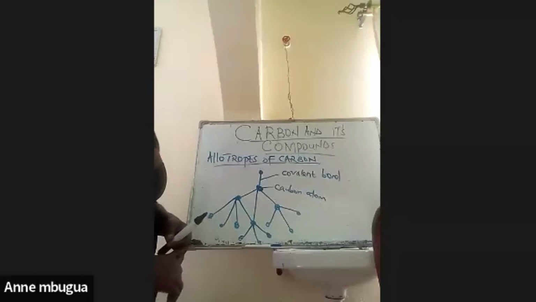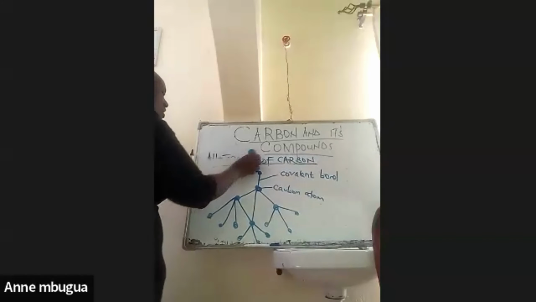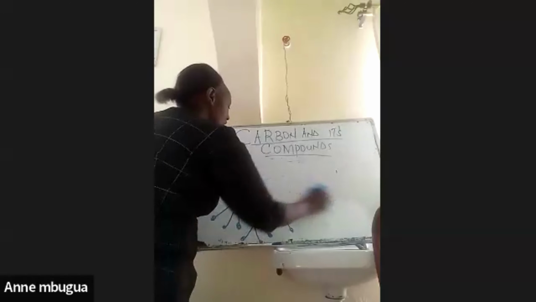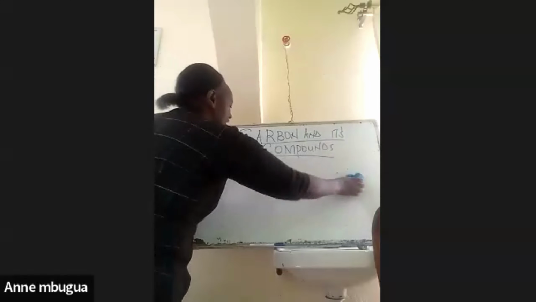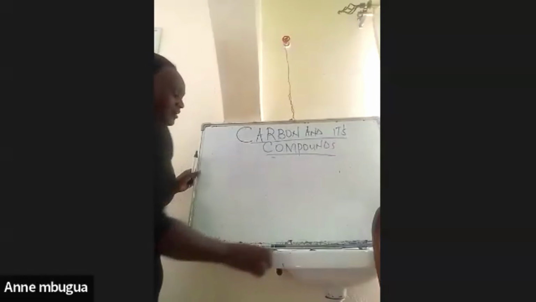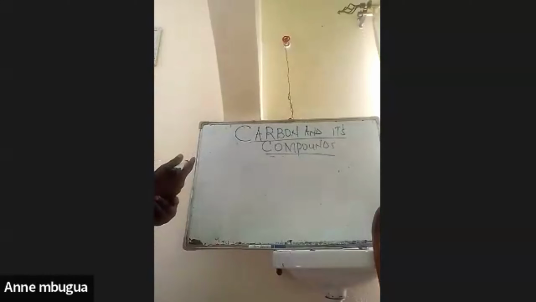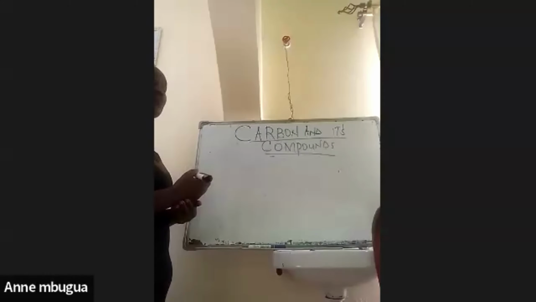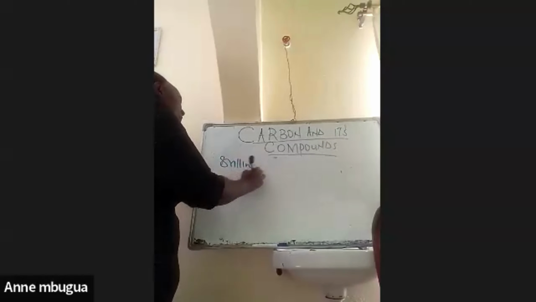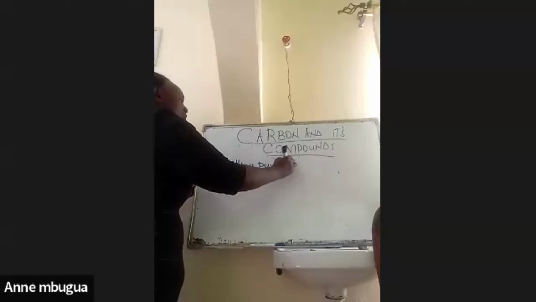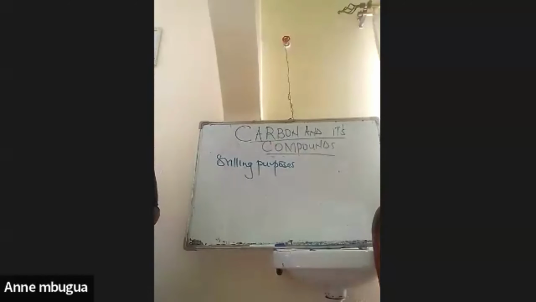The other point that we're going to discuss about diamond is its uses based on the structure. One of the uses of diamond is that it is used for drilling purposes. And the reason why it is used to drill substances is due to its hardness.